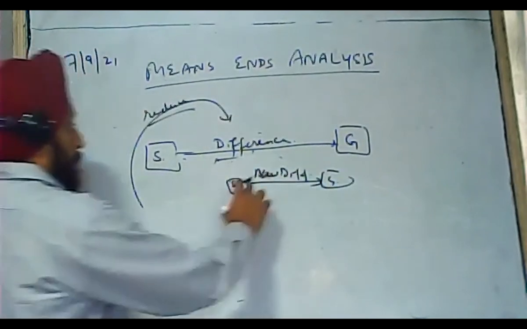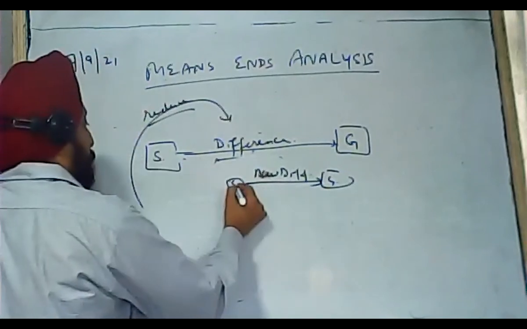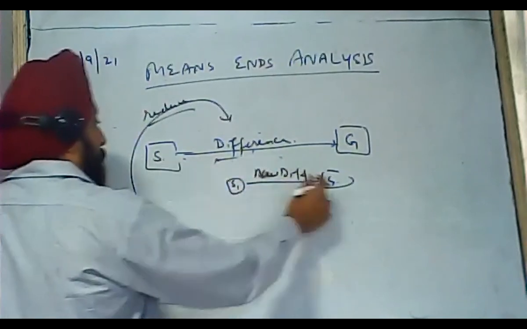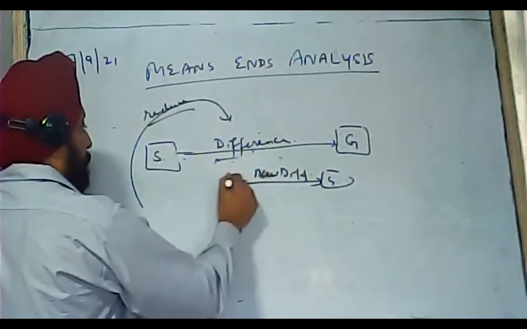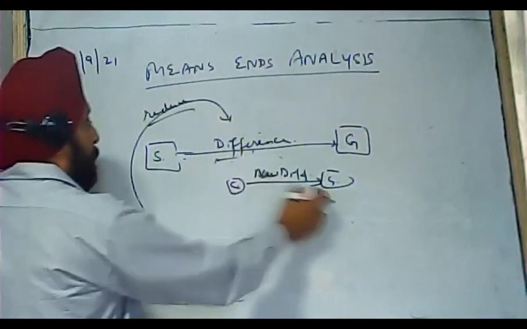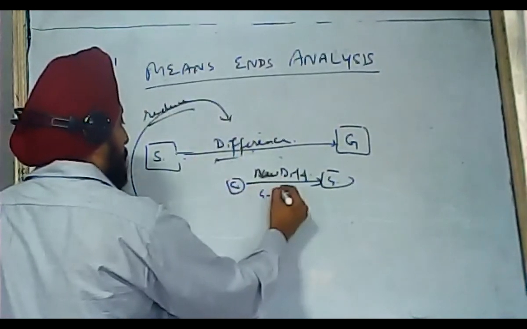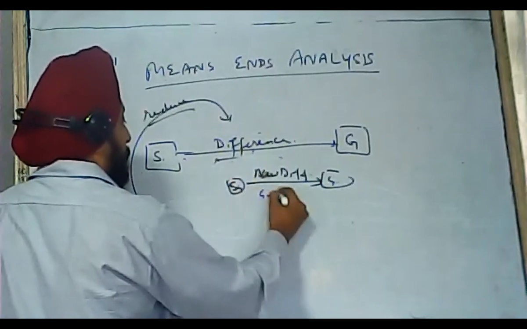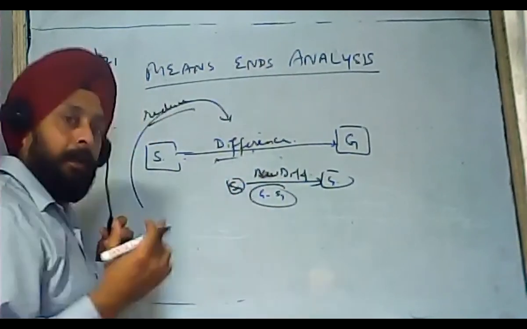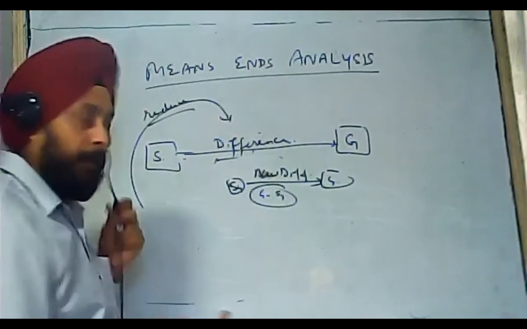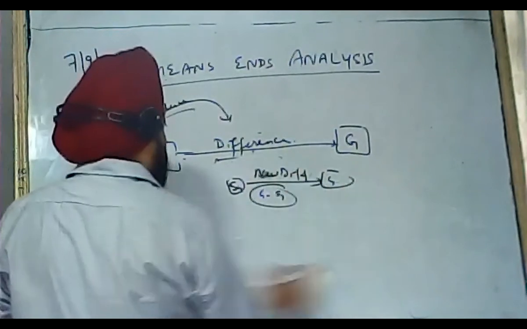Again, once you find the new difference, this is the new state S1. It is again the same, because it becomes the current state now to move somewhere. So now this difference is G minus S1, you can say. Now you find again the operator which may reduce this difference.